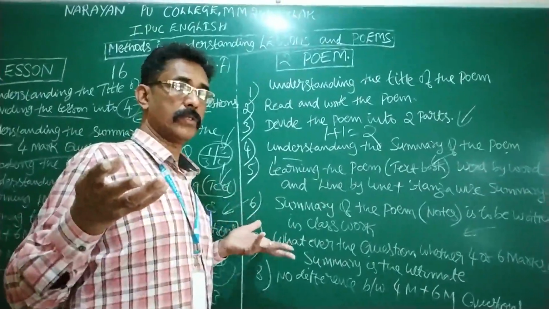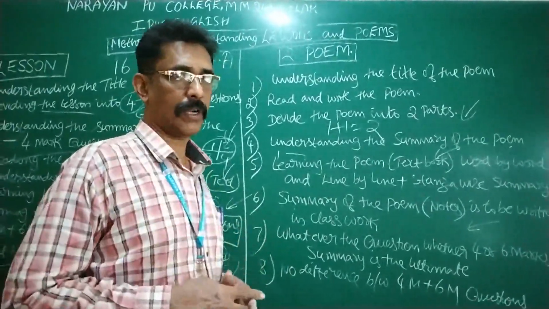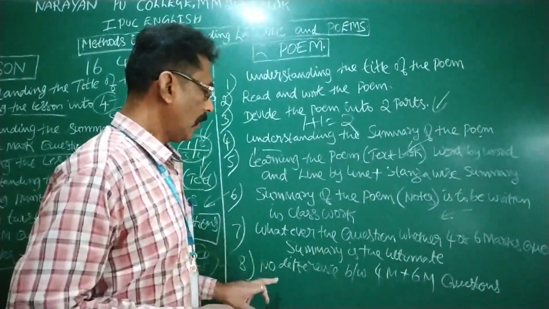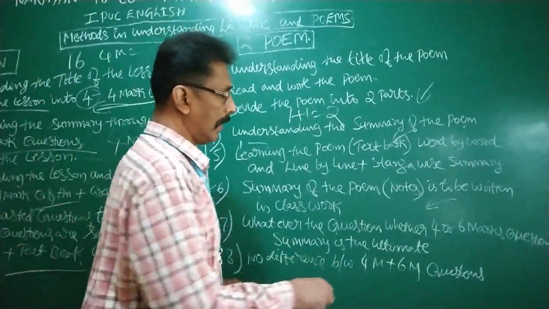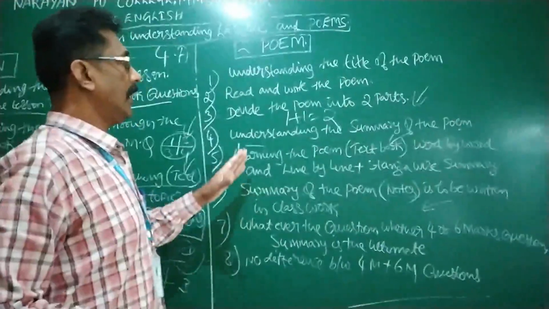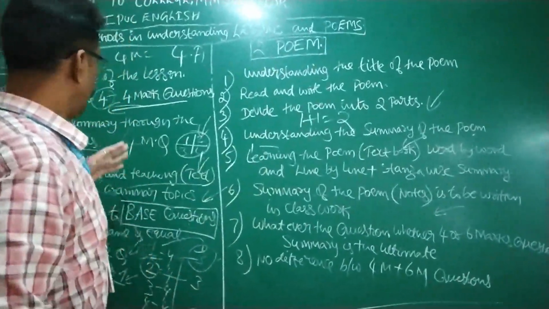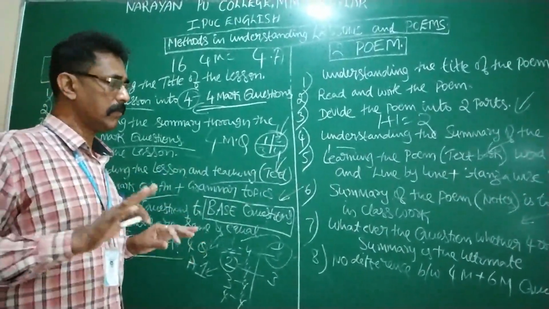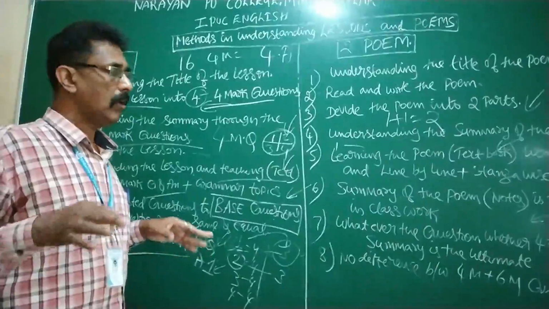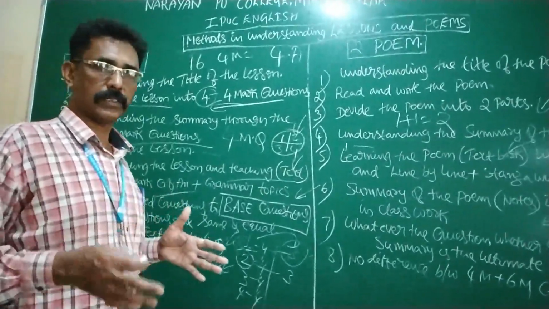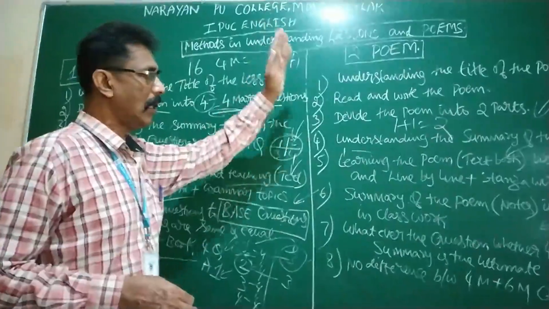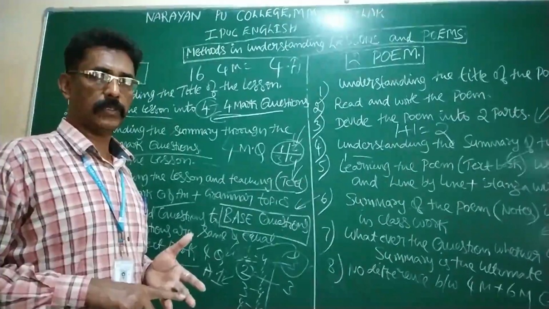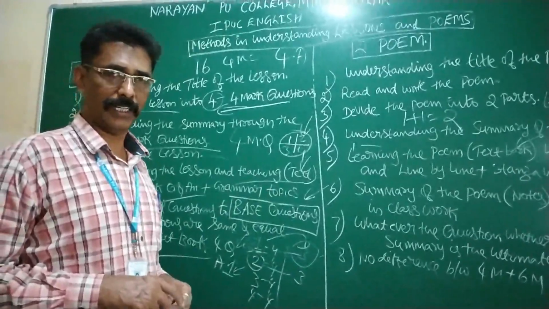Indeed, we will give you some training once you come to college. Summary of the poem is the ultimate. No difference between 4 mark and 6 mark questions, whether it is under the poem or under the lesson category. No difference between 4 mark and 6 mark answers. It is the law of English. In first PUC or second PUC, this is the best method indeed.